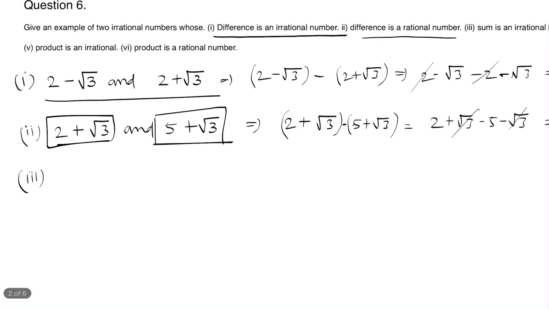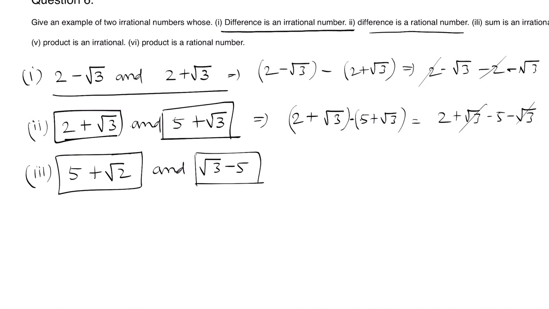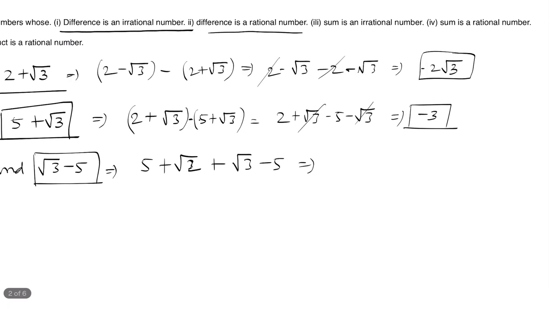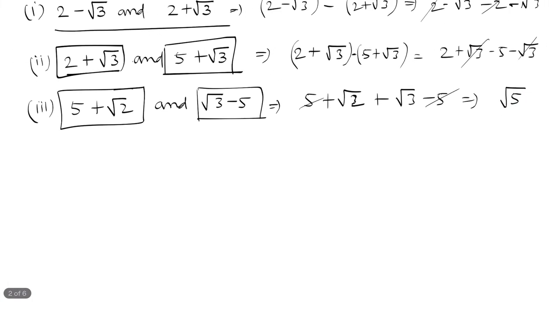Okay, the third question is the sum is an irrational number. For example, let's say 5 plus root 2 and root 3 minus 5. This is an irrational number. This is also an irrational number. The sum of these irrational numbers will be 5 plus root 2 plus root 3 minus 5, which is equal to root 5, okay, which is an irrational number. Okay, the fourth is the sum is a rational number.